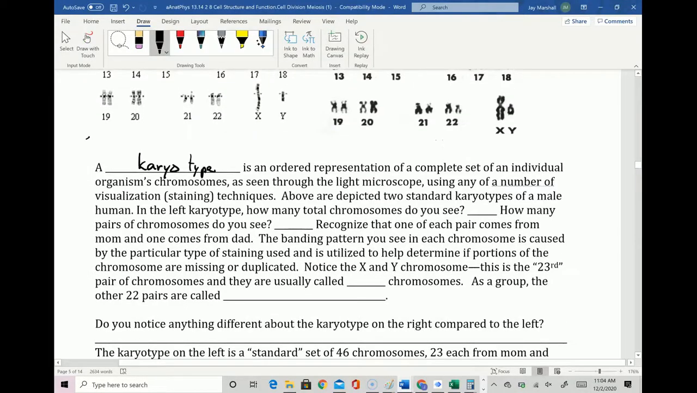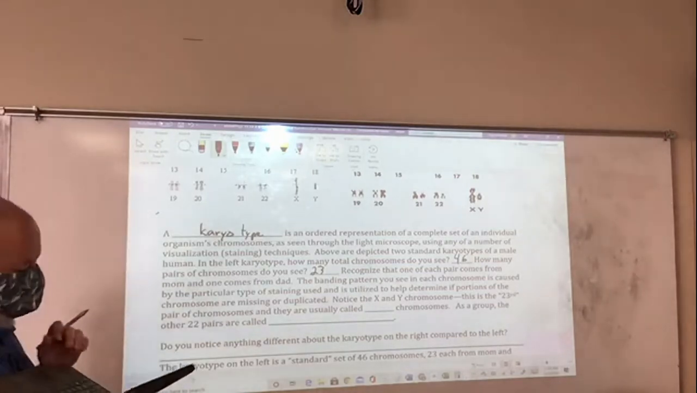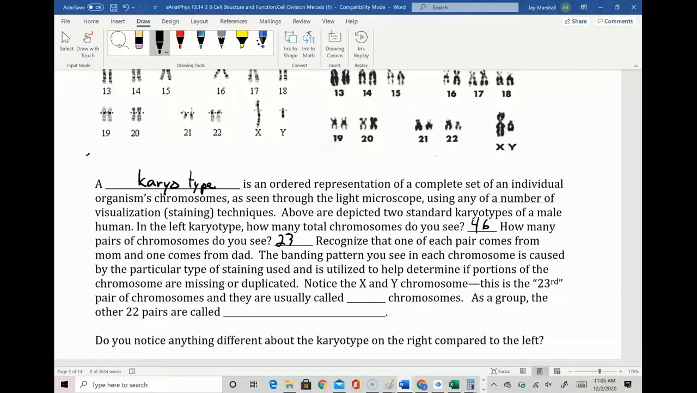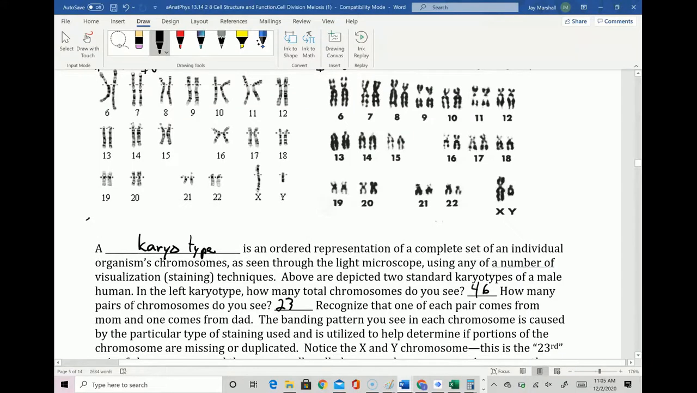So above are depicted 2 standard karyotypes of a male human. In the left karyotype, we see 46 chromosomes. How many pairs of chromosomes do you see? You see 23 pairs. Okay? Recognize that each pair comes from mom and dad. The banding pattern that you see in the chromosome is caused by the particular type of staining used. So if I use a different stain, I'll see a different pattern of banding. That's what this is called. You can see the light and the dark areas.